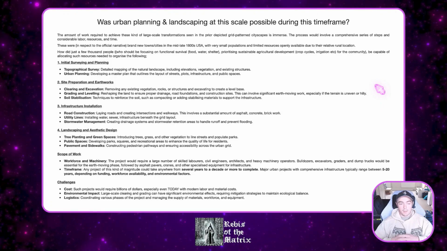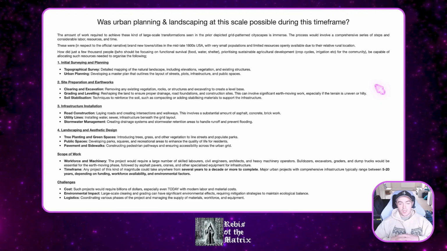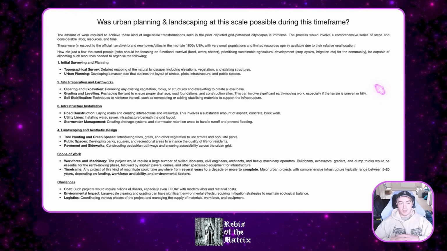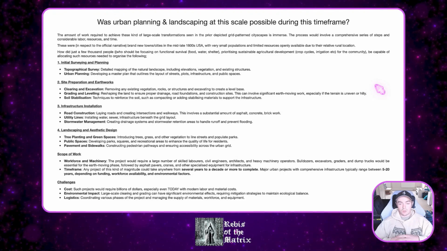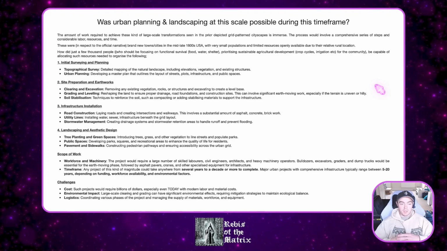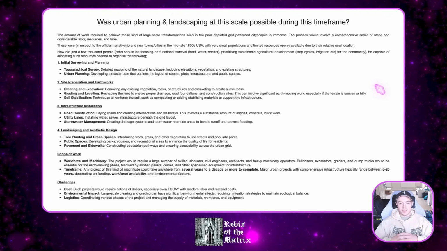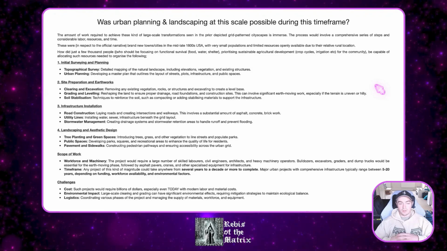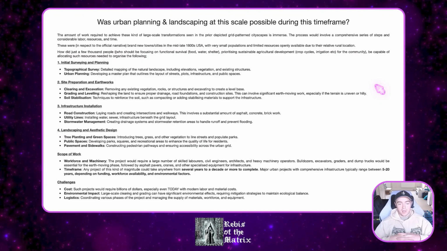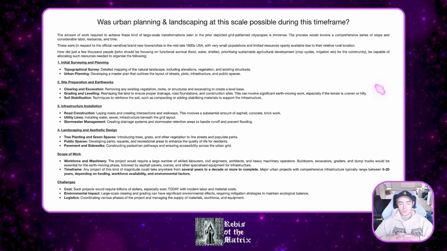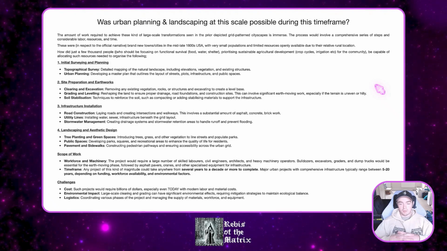Landscaping and aesthetic design, tree planting in green spaces, introducing trees, grass and other vegetation to line streets and populate parks. Public spaces, developing parks, squares and recreational areas to enhance the quality of life for residents. Pavement and sidewalks, constructing pedestrian pathways and ensuring accessibility across the grid. Scope of work, so the workforce and machinery needed. This project would require a large number of skilled laborers, civil engineers, architects, and heavy machinery operators.